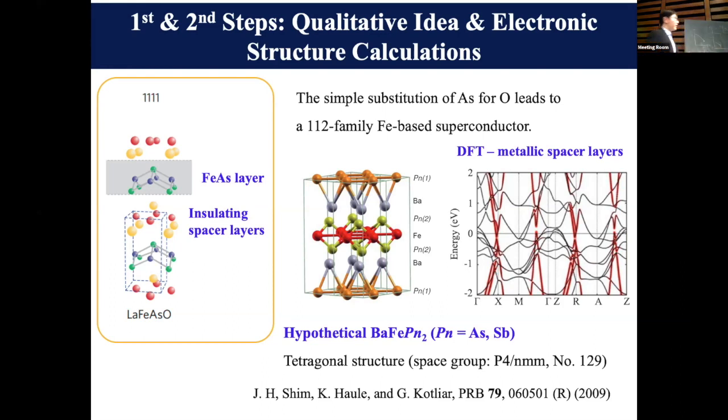So our question is, does the metallic layer affect the superconductivity? If it does, then the mechanism of the superconductivity is related to charge fluctuation. Otherwise, it supports the spin fluctuation mechanism. So this is our motivation to do the material design in the 1-1-2 compound.